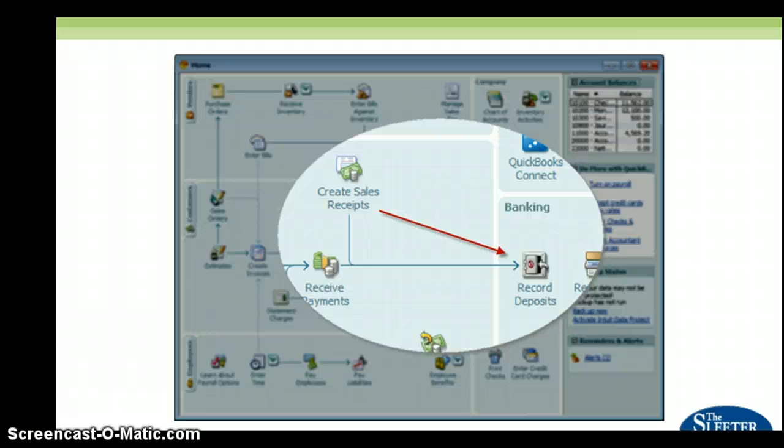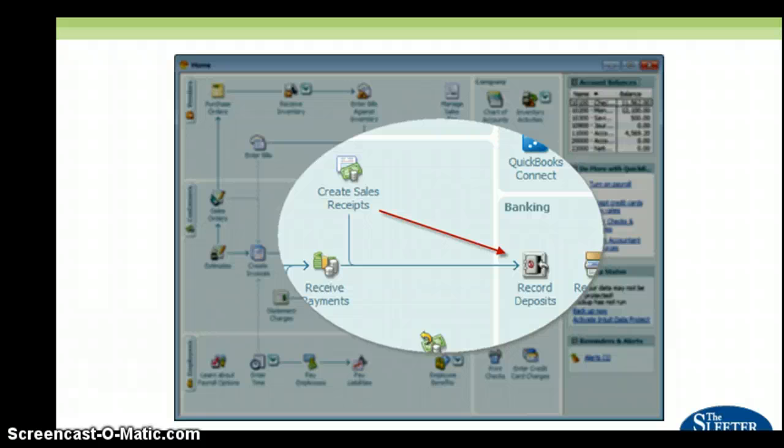As you know, there are five parts to this home screen: the vendor section, the customer section, and the employee section, banking, and company section. Right now we're going to be in the section called customers, and when you're in the QuickBooks module at the home screen, you're going to see how the arrows point and guide you in the direction that you need to go.